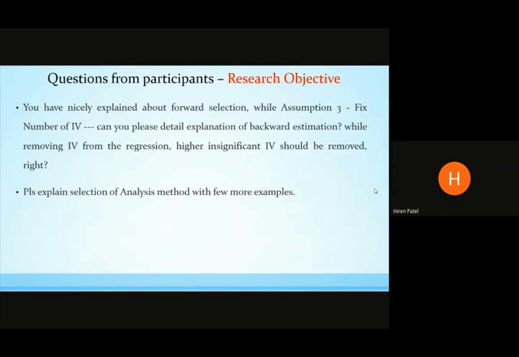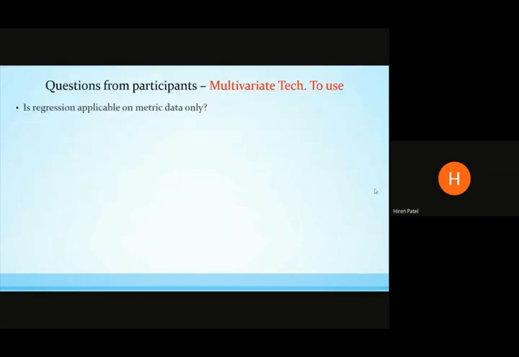I mean, post 5 minutes you can apply backward estimation. In next 5 minutes you can apply stepwise. So selection of this method would be relatively easy nowadays because of availability of the powerful statistical tools such as SPSS or Minitab. Moving on to another set of questions, and this time it is on multivariate technique to be used. Which technique is to be used?